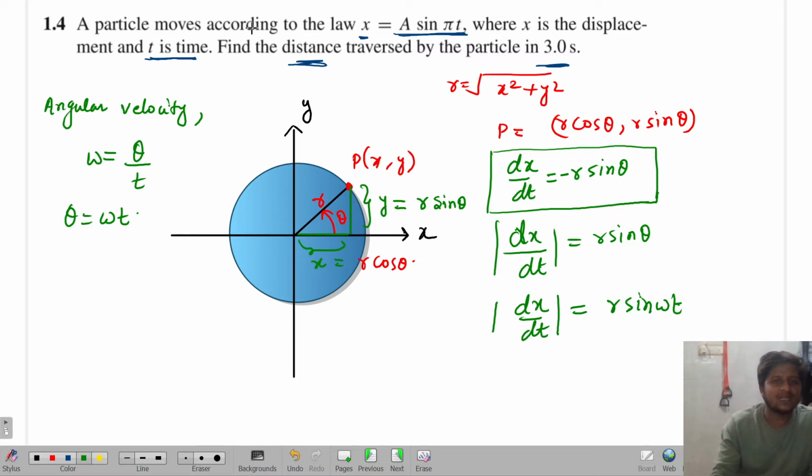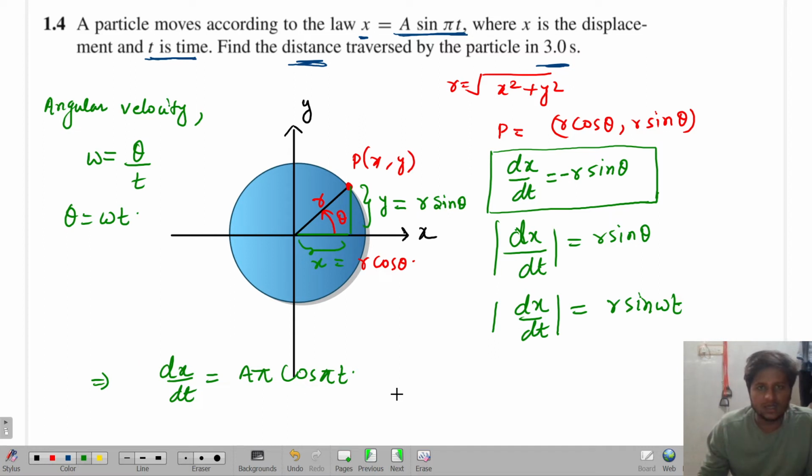So if a particle moves according to the law x is equal to a sine pi t, I can write dx by dt as what? I can write this as a into pi into, what this will become, cos pi t, or not. Tell me, yes or no? Now it is asking, find the distance traveled by the particle in a total of how many seconds? 3 seconds. Yes or no?